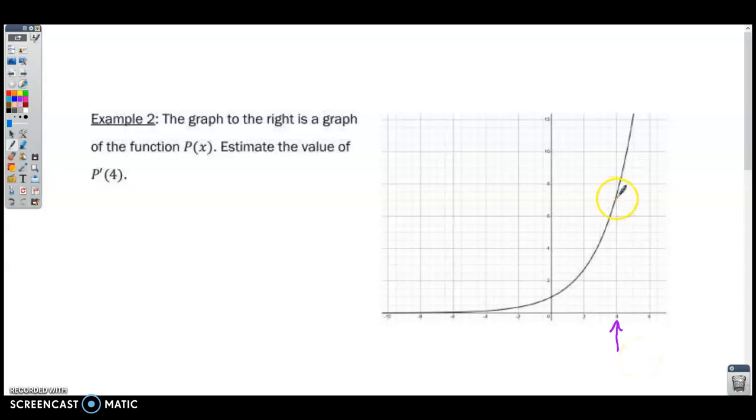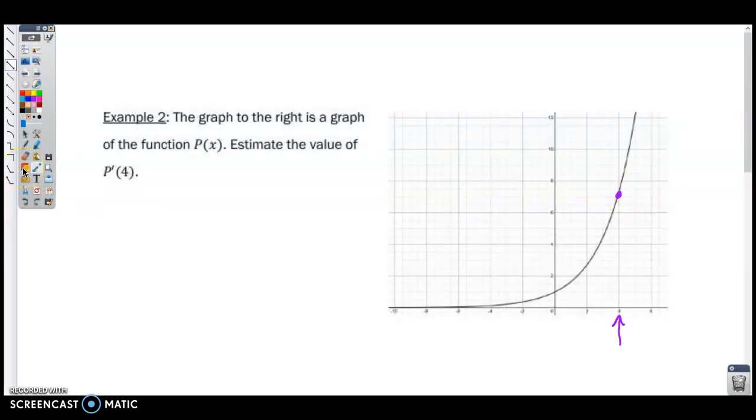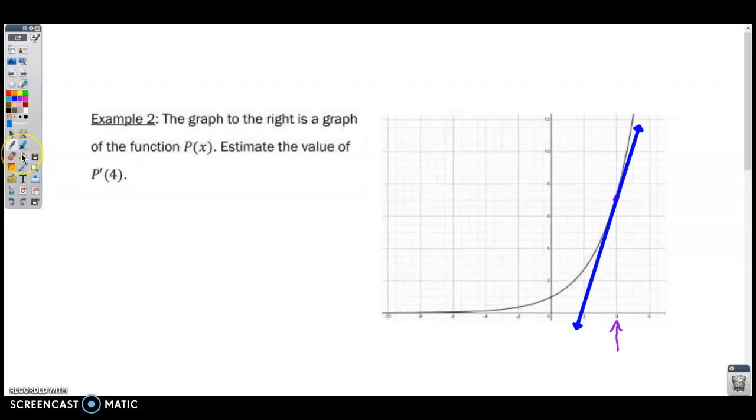So what I'm looking for is the slope of the tangent line at this point. And so what I'm going to do is try to sketch the tangent line at that point and get the contour of the curve as best I can. I think I did okay. And once I've got that tangent line, I want to look for a point on this line that we can use to estimate the function.